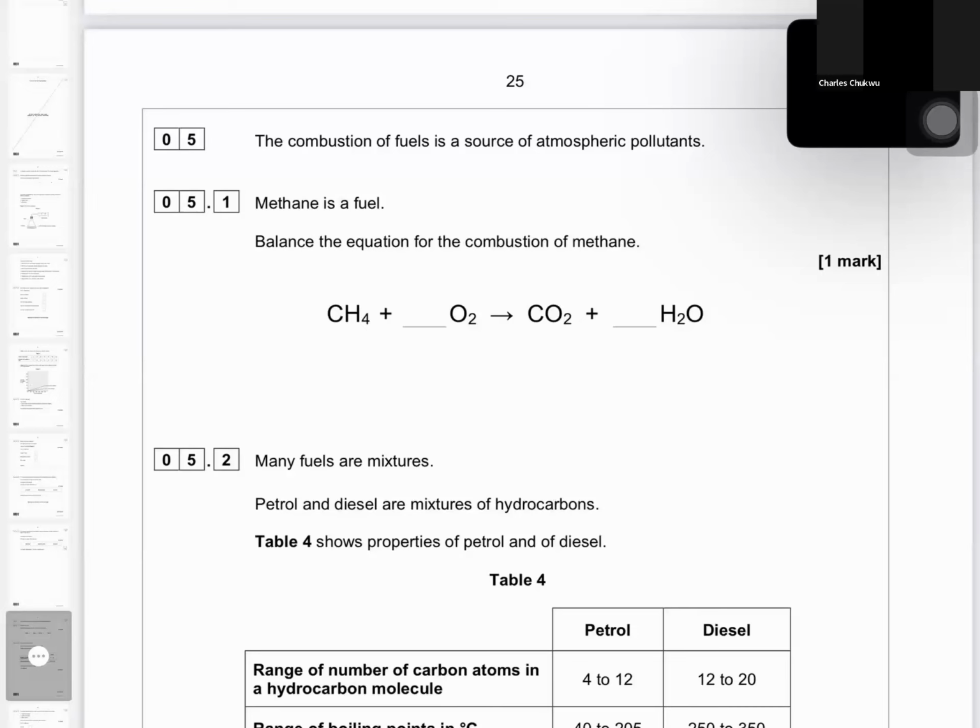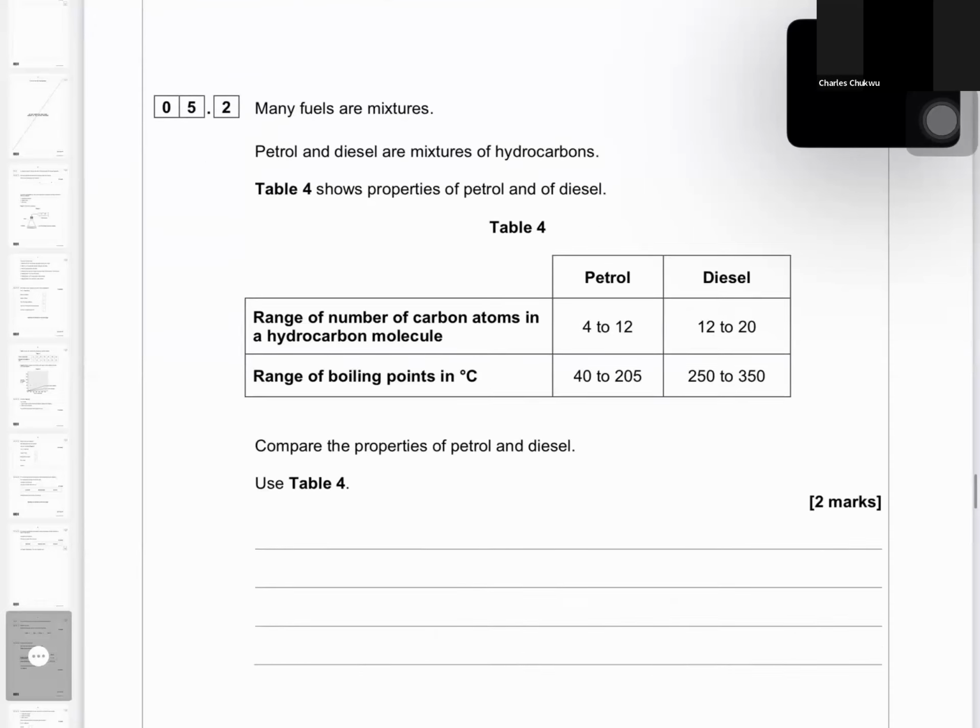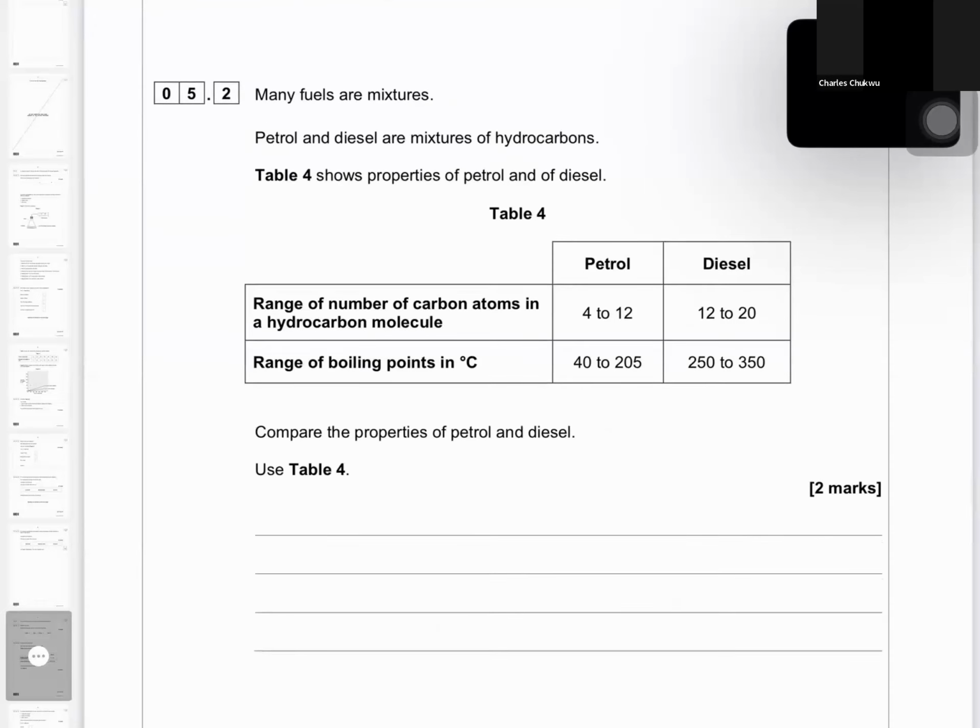Let's go on to the next one. Petrol, no matter how pure it is, is still a mixture of hydrocarbons.